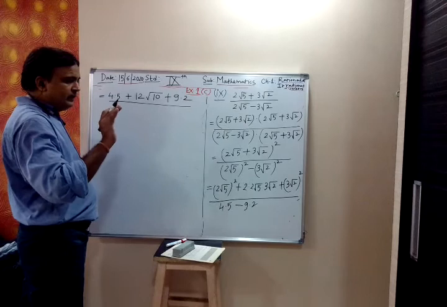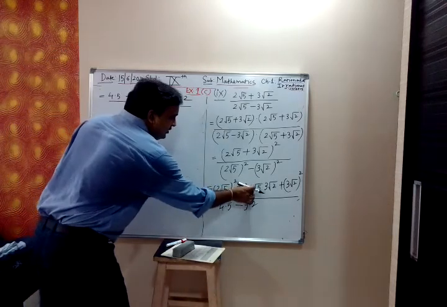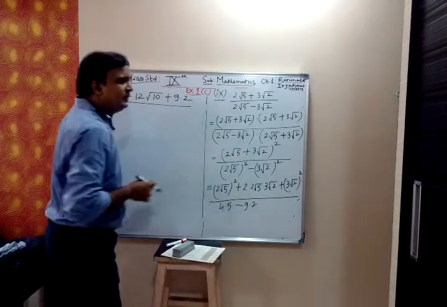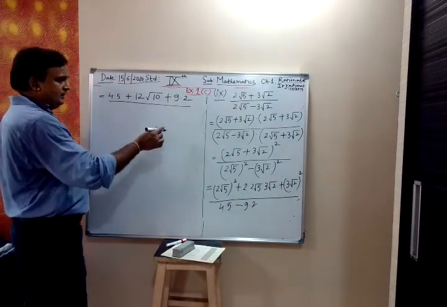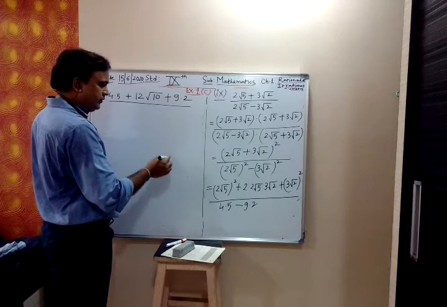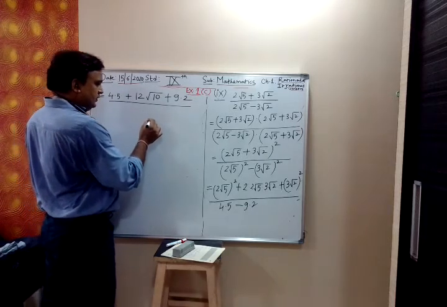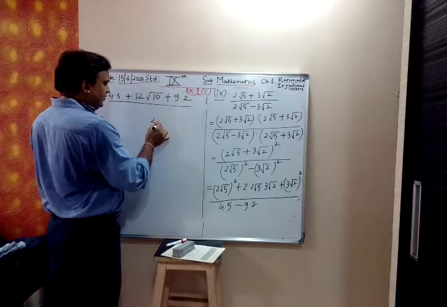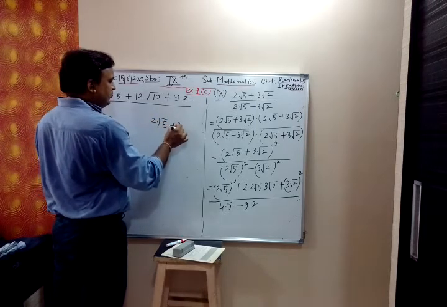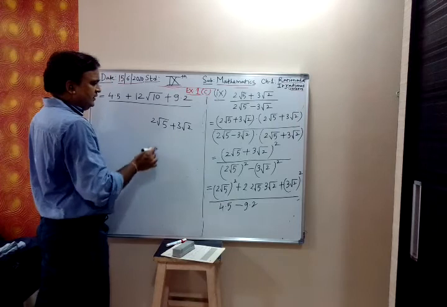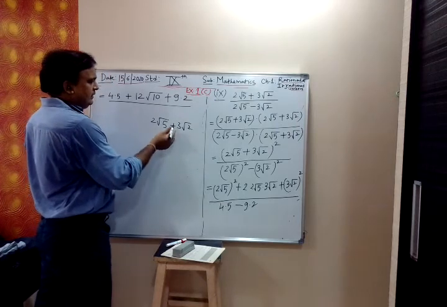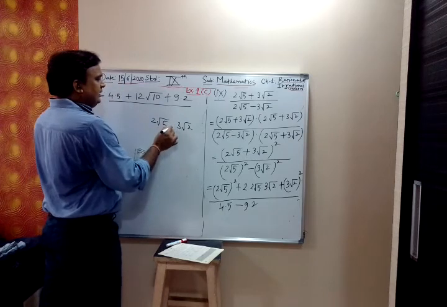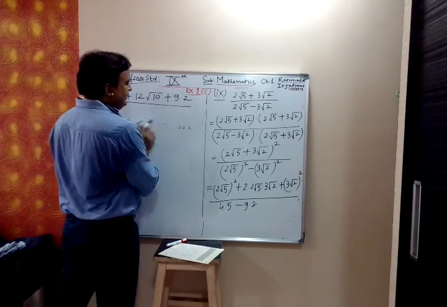If we are multiplying because of a multiplication sign, we can simplify. If there is a plus sign or minus sign, we cannot simplify. Root 5 plus 3 root 2, we cannot multiply. We can multiply only when there is a multiplication sign. If there is plus or minus, we cannot simplify.